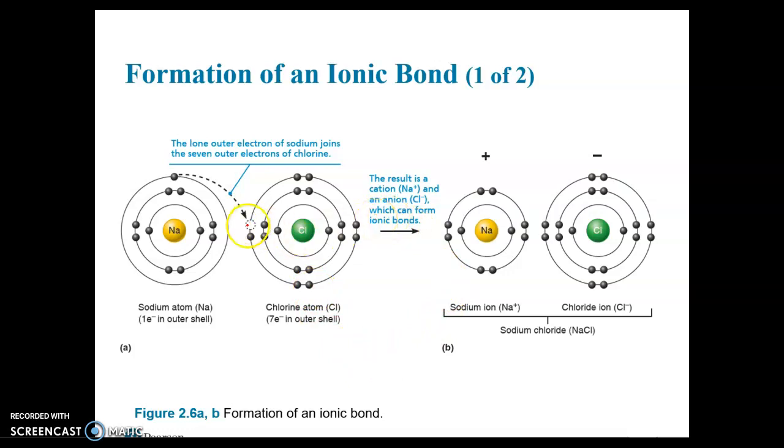So what happens is the sodium transfers its electron to chlorine. And now you have sodium that has lost an electron and gained a positive charge. We call it a sodium ion, and this is how you write it, Na+. And then you have a chlorine atom which has gained an electron and taken on a negative charge, so we call it a chloride ion, and it's written this way, Cl-. And now that they're both oppositely charged, they're attracted to each other because opposite charges attract.